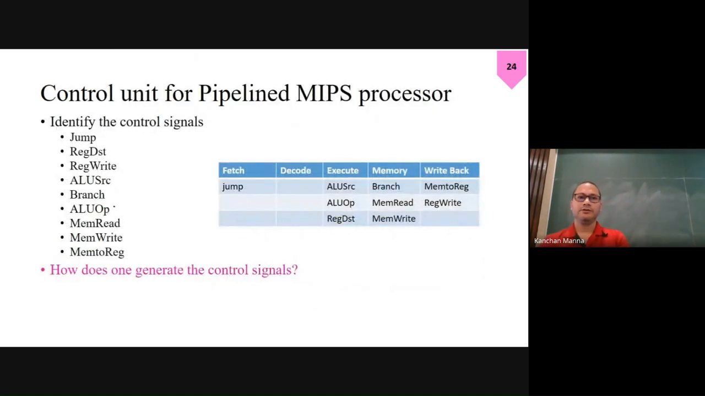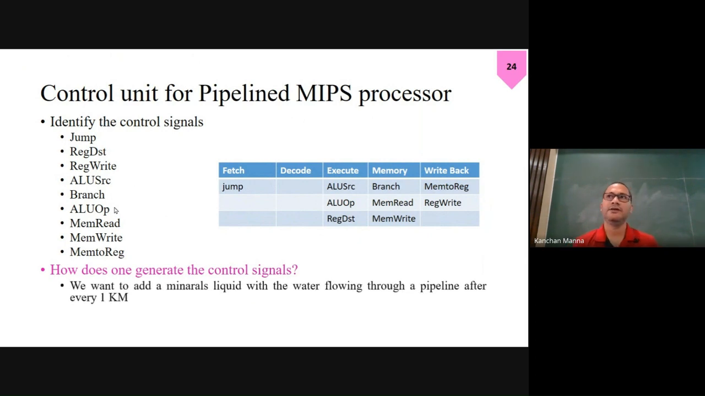So now we have this 10 number of control signals. Now how will you generate that? Let's say if we try to answer this question, let's say we have one water pipeline. Now we want to add some minerals with the water after every 1 kilometer. So how will you solve this problem?